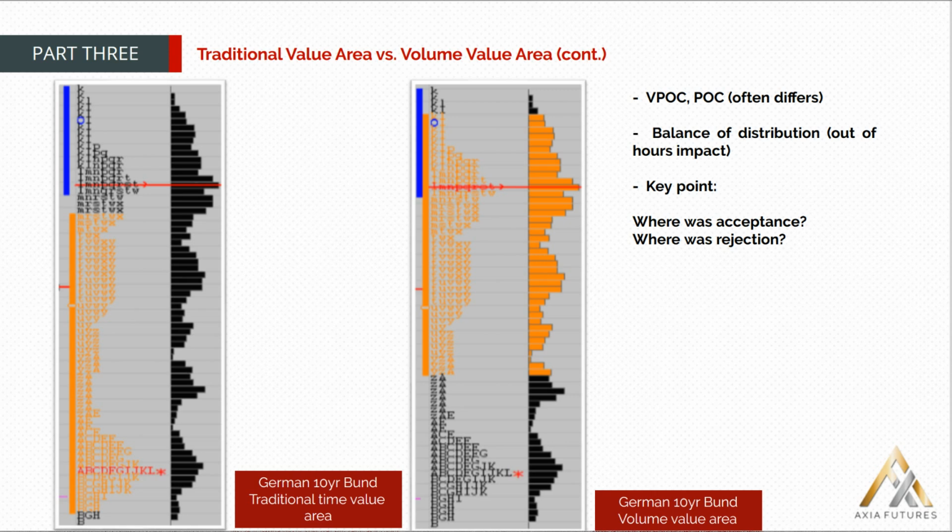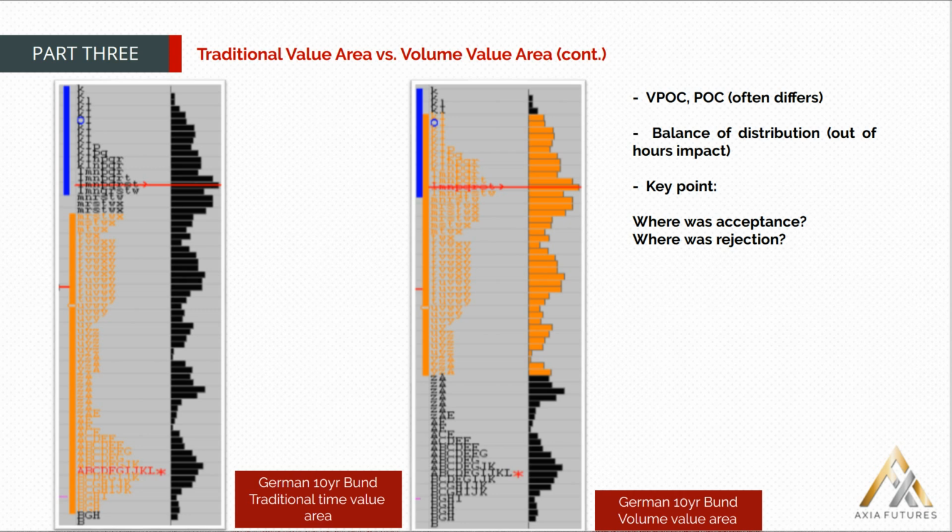However, the decision is up to you, and there is an argument for both cases. However, I feel the benefits and the logic behind using a volume-based value area is far more important. So let's have a look at some of the key differences that you can see between the two distributions. It's quite obvious that in the left profile, the value area tends to be towards the lower end of the distribution on the day.